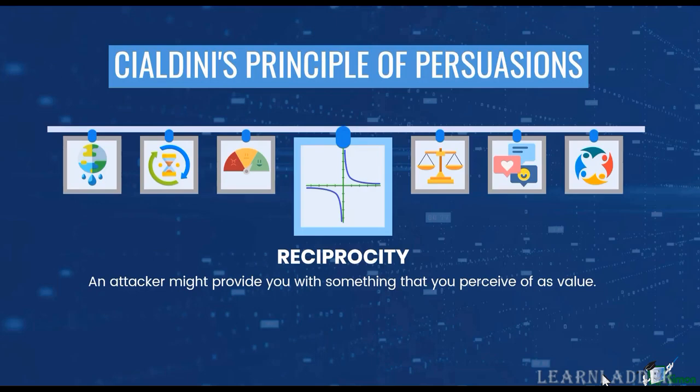Reciprocity is the quid pro quo. I scratch your back, you scratch mine. For example, with reciprocity, an attacker might provide you with something that you perceive as valuable. So they'll do something for you, and in response, they expect you to do something back. You've gotten a gift, and you're supposed to give a gift back. And that gift might be clicking on a link, providing credentials, handing over some data, etc. By building this expectation of a response, the scammer can get you to do what they want.